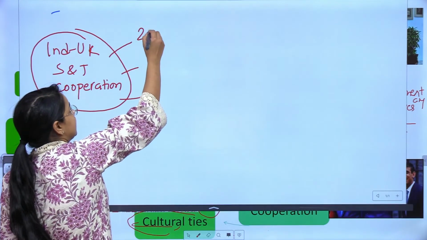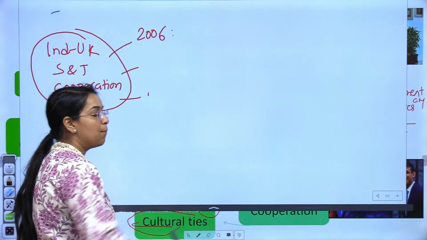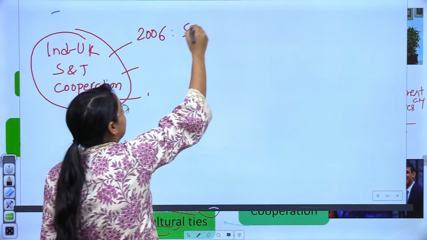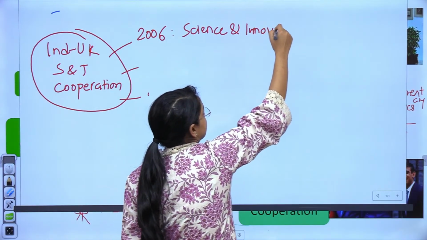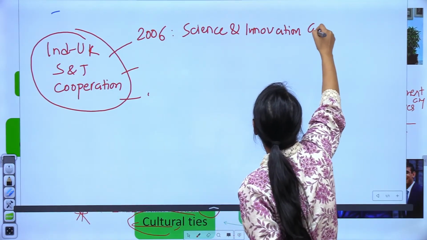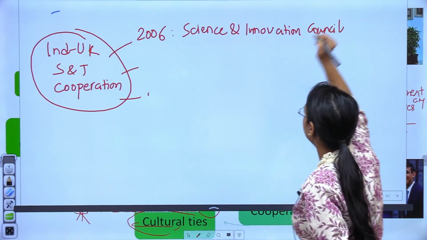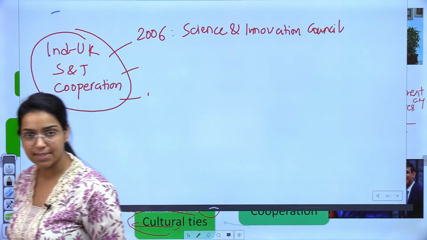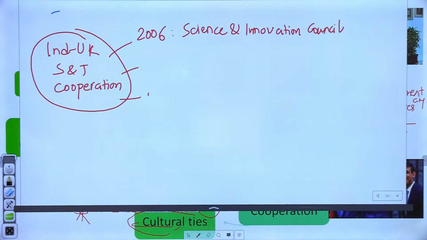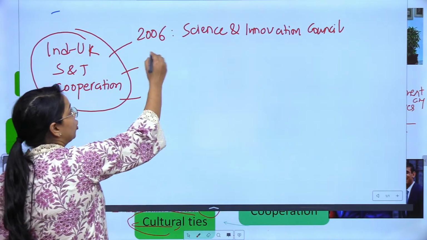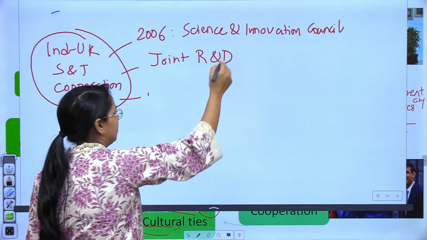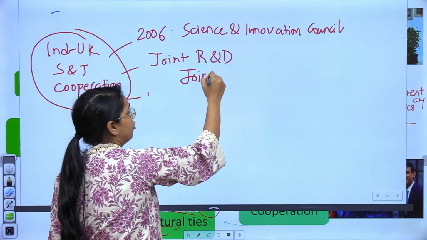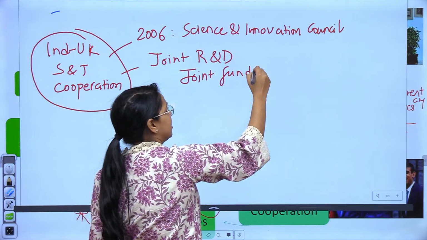In 2006 itself, both countries established the Science and Innovation Council, where latest developments in the field of science can be discussed and taken forward by the leaders of the two countries, right? Both countries are involved in joint research and development and joint funding of projects in various fields.